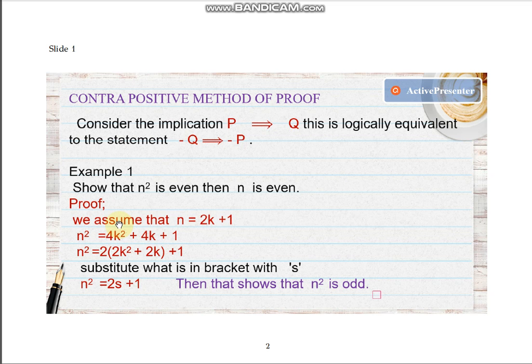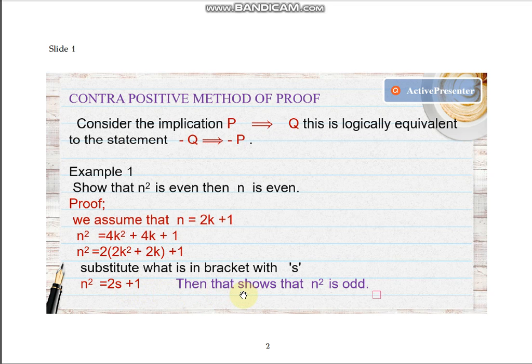So we assume that n is 2k plus 1. This is a characteristic of the odd numbers. Then we move on to get n squared. It will be 4k squared plus 4k plus 1, which can be written as n squared equals 2(2k squared plus 2k) plus 1. So when we substitute what is in the bracket with s, we obtain n squared equals 2s plus 1. That shows that n squared is odd.